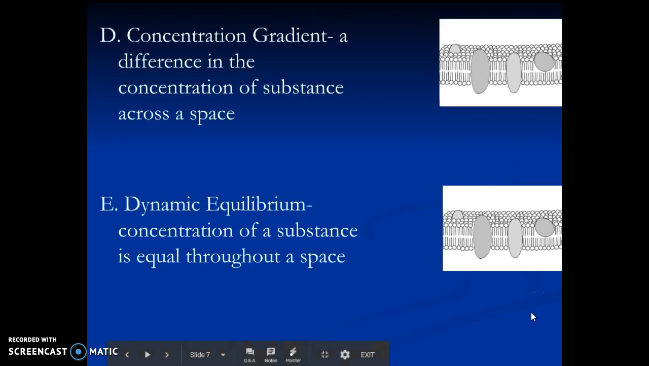The concentration gradient is what happens whenever there are different concentrations, or different numbers of molecules, inside a cell and outside of a cell on either side of the membrane.